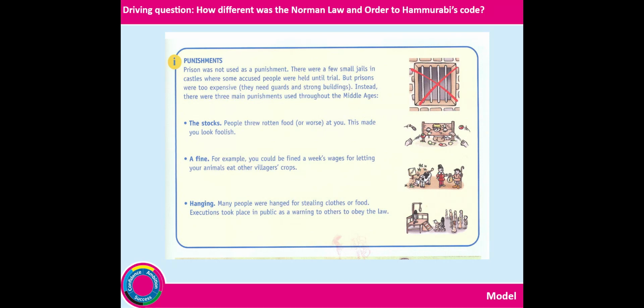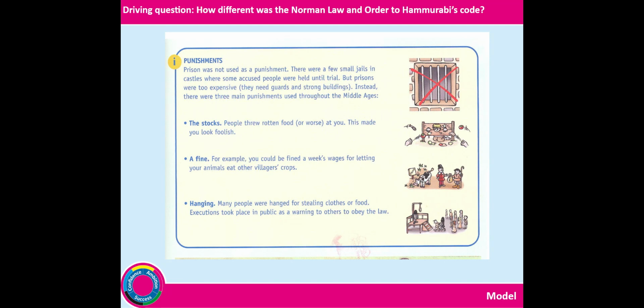Fantastic. Now, a recap on Norman laws. So, punishments. Prisons were not used as a punishment. There were a few small jails in castles where some accused people were held until trial. But prisons were too expensive. Instead, there were 3 main punishments used throughout the Middle Ages, as well as by the Normans.